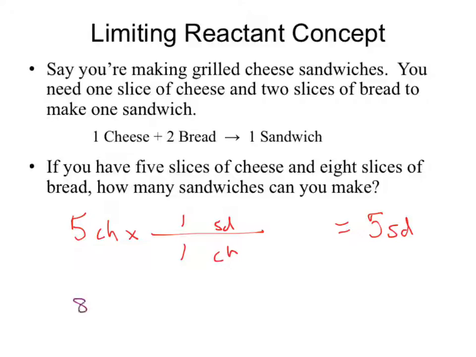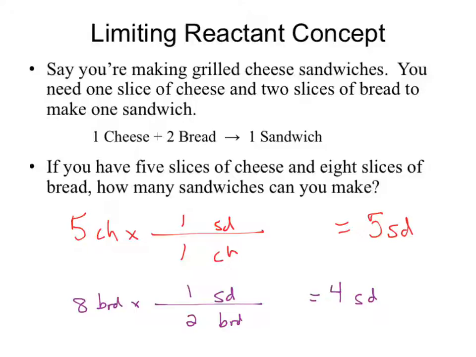So we would take our 8 breads. We again want to convert into sandwiches. How do we do our conversion? Well, bread, sandwiches. What's our conversion factor? 2 bread, 1 sandwich, and we get 4 sandwiches. You did this calculation. This is the same thing you're doing with every single chemical reaction.